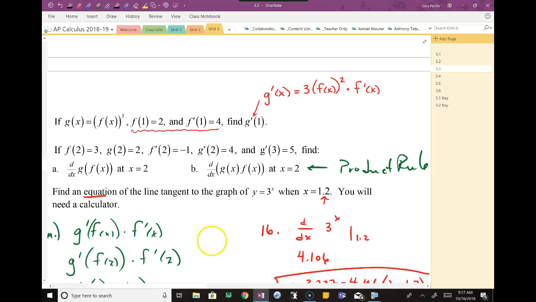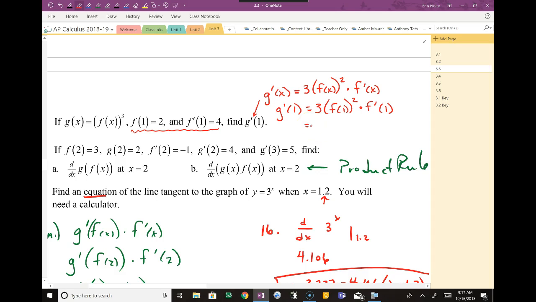Now my second step is I'm just going to plug 1s in. I'm not going to look at that information yet. I'm just going to rewrite the notation so all the x's are replaced with a 1. So f of 1 and the derivative of f of 1. Now this is where I'm going to plug in that information.